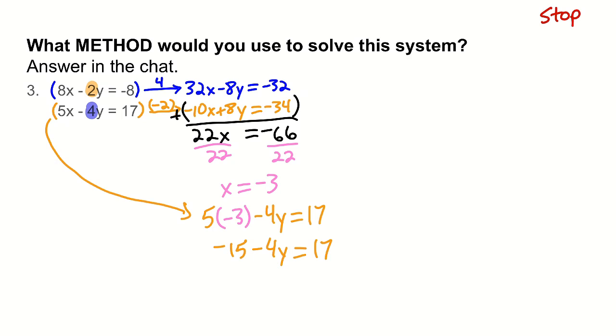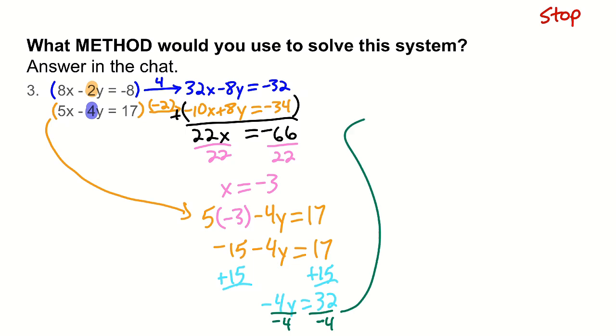To get the y term by itself, we add 15 to both sides. That makes a 0 right here, which is what we wanted. So we have negative 4y is equal to, well, 17 plus 15 is 32. Now, to isolate our y, we divide by negative 4 because it was being multiplied by negative 4. And the result is y is equal to negative 8.